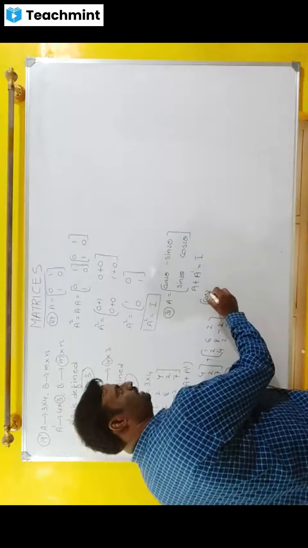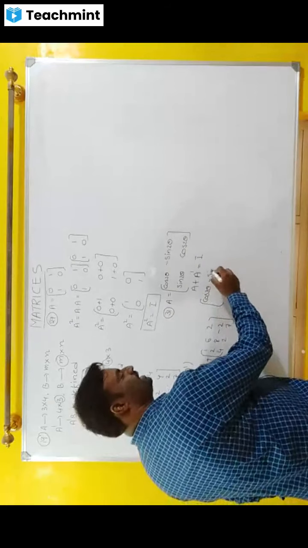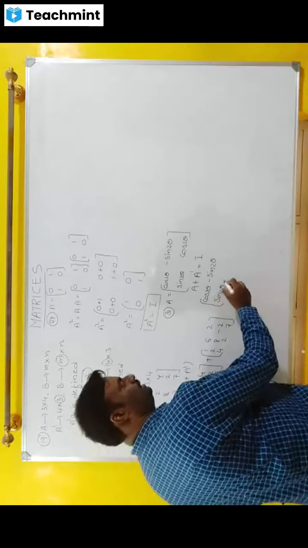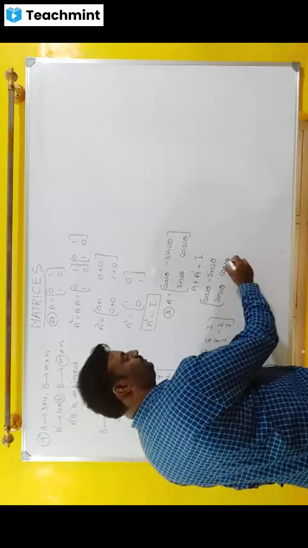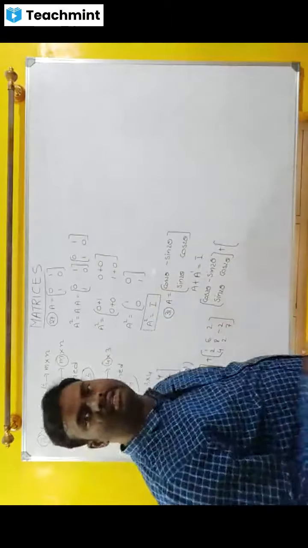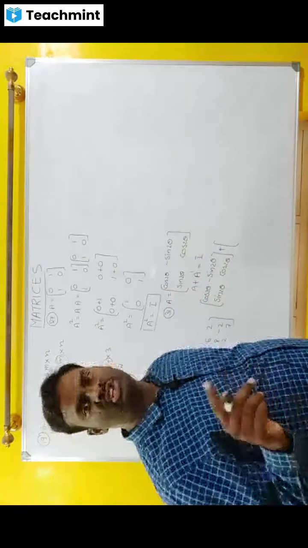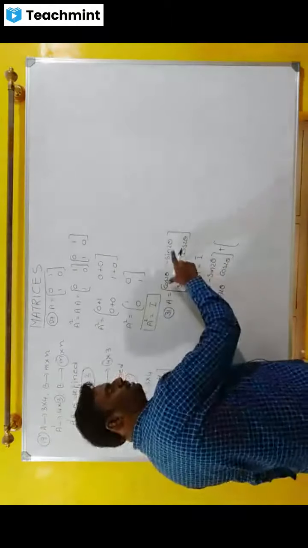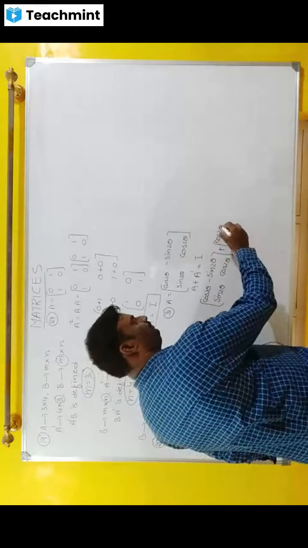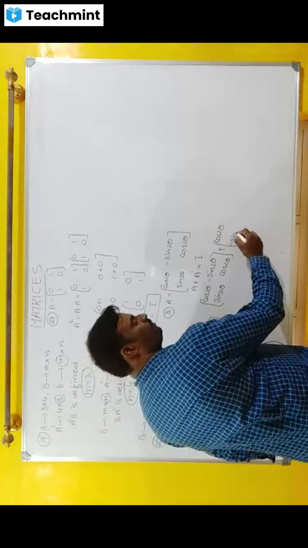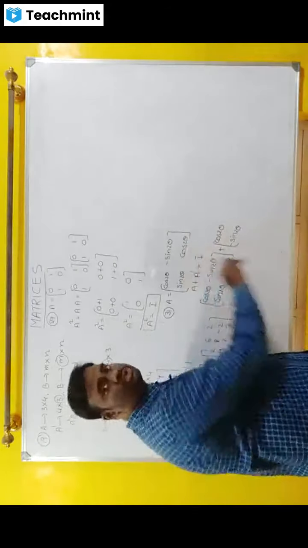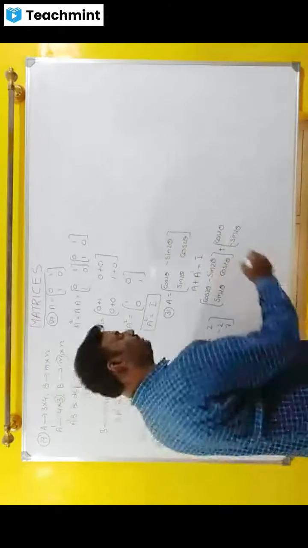Cos 2 theta, minus sin 2 theta, sin 2 theta, cos 2 theta, plus A dash. What is A dash? Transpose. A row can be interchanged to the column. What is the first row? Cos 2 theta, minus sin 2 theta. It can be taken as the first column. What is the second row? Sin 2 theta, cos 2 theta. It can be taken as the second column.